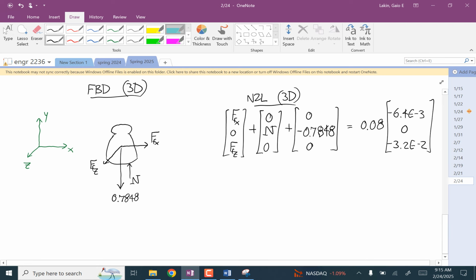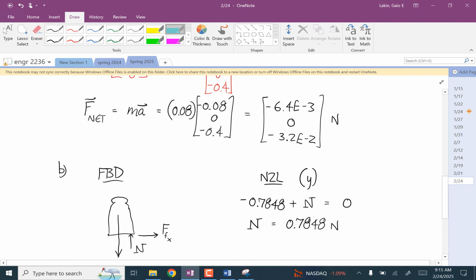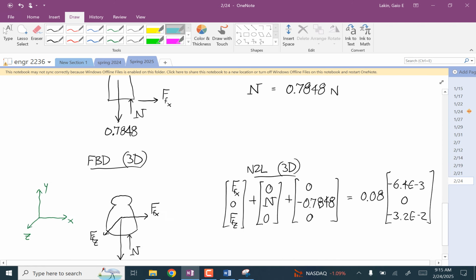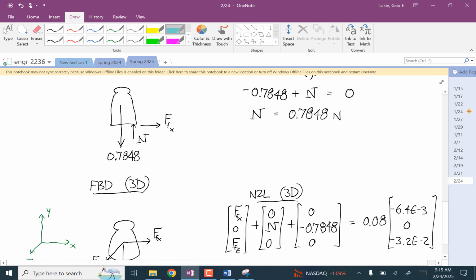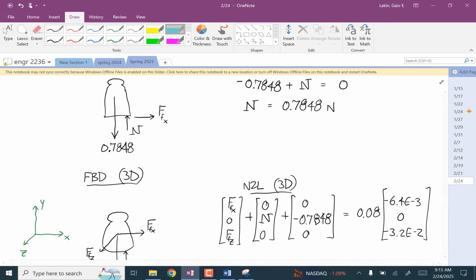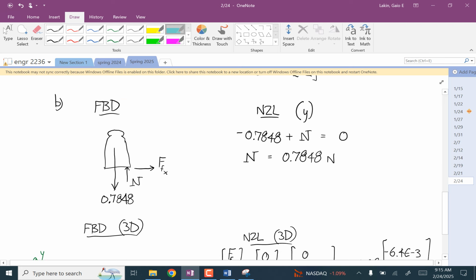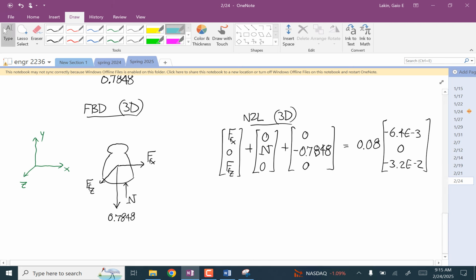Question? For acceleration, why are you multiplying again by 0.08 if you already did that? Isn't that the whole thing? Yes, that should be F net. I'm sorry, I was looking at the acceleration there. Yeah, thank you.